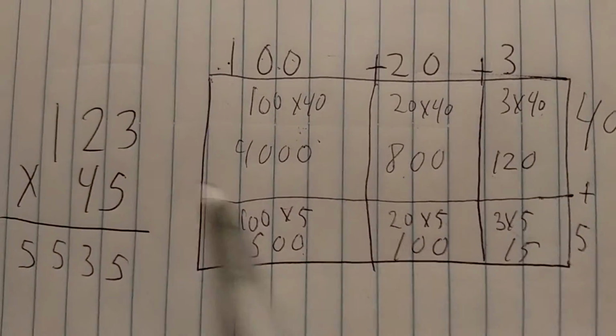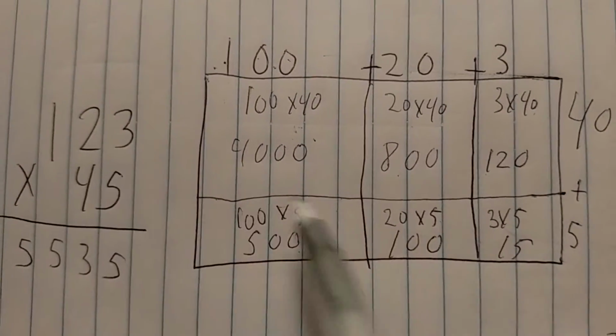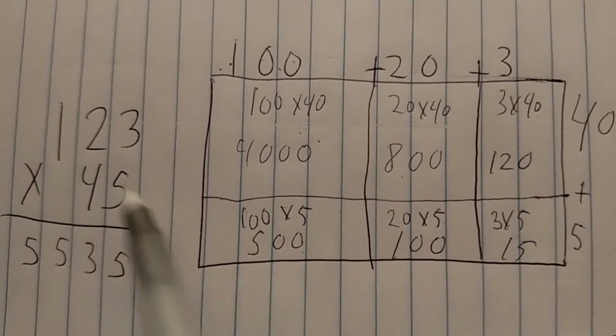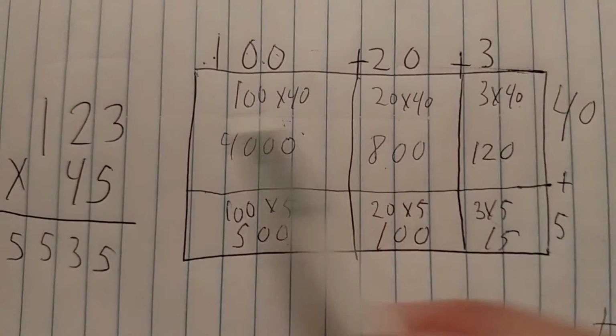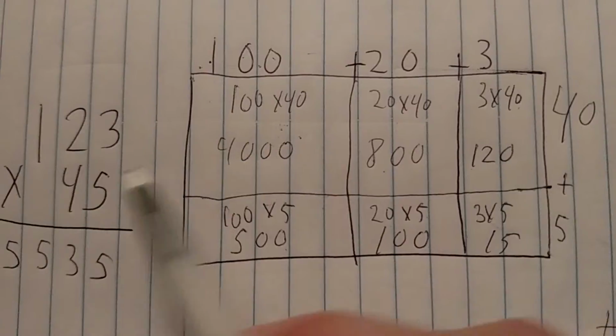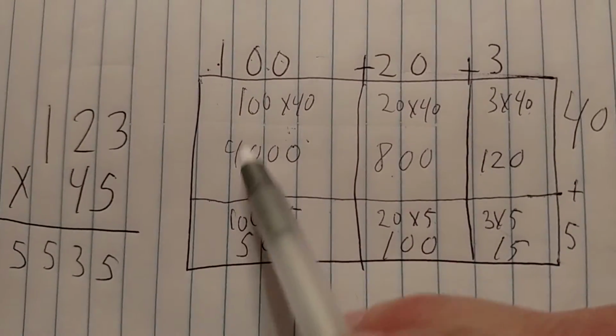So again, we have 5 times 3 right there. 5 times 20 right there. 5 times 100 right there. 40 times 3 right there. 40 times 20 right there. And 40 times 100 right there.